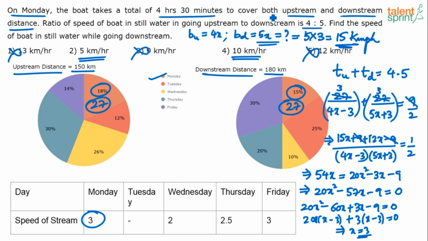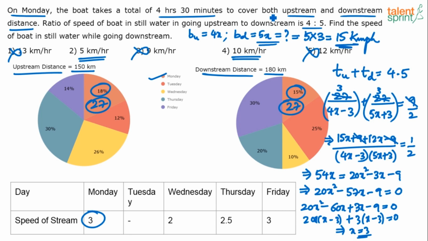Looks like you should get x equals to 2. Because most of you have marked 10 as the answer, I'm assuming x equals to 2. But I'm getting x equals to 3. Let me just check the calculation once. 15x plus 12x, 27x, plus 9 and minus 9. 20x squared minus 15x plus 12x is minus 3x minus 9. All looks okay to me, right? 20x squared minus 57x minus 9. I think 15 is the answer. 15 is not there in the options, that's a different story, but 15 is the answer.